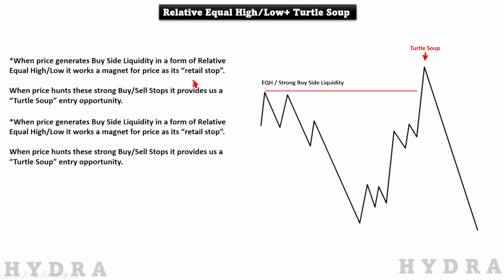By now you guys already know it because I've literally been preaching this since day one, and even before, if you guys were watching me. When price hunts these strong buy side or sell stops, it provides us a turtle soup entry opportunity. What is the opportunity? As soon as price goes above these relative equal highs, you can take an entry here, and that's what I'll show you guys in the examples. And it's very easy to spot. This is one of the easiest patterns to spot on a chart.